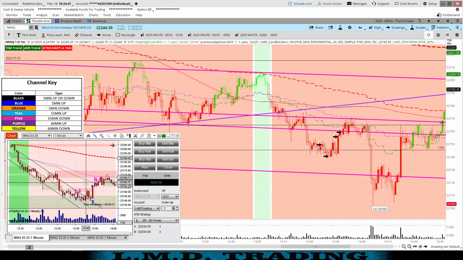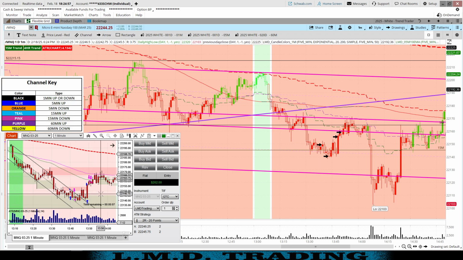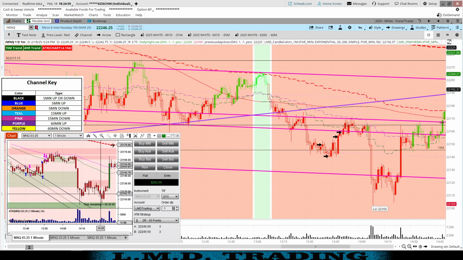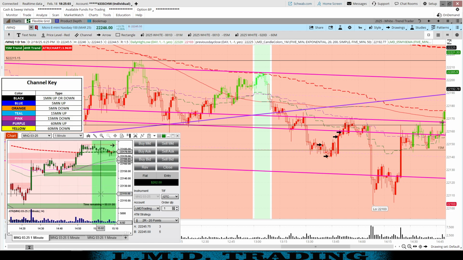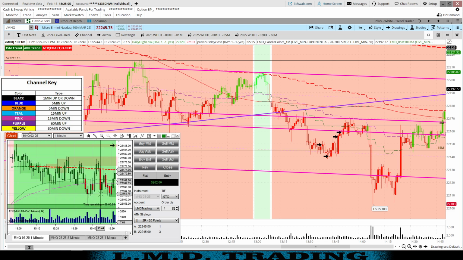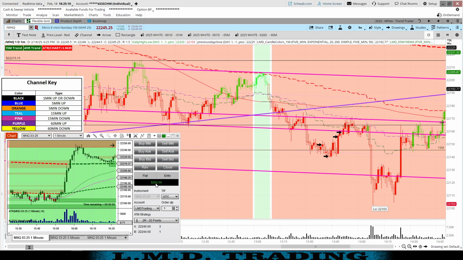In at 157, out at 160. It's like 3 points. It's like $6. It looked like I was in 2 of them. Get out of the trade. You're not doing what you're supposed to do. That is not the way that this system works. That was my last trade. Took no more trades. And we closed out green.